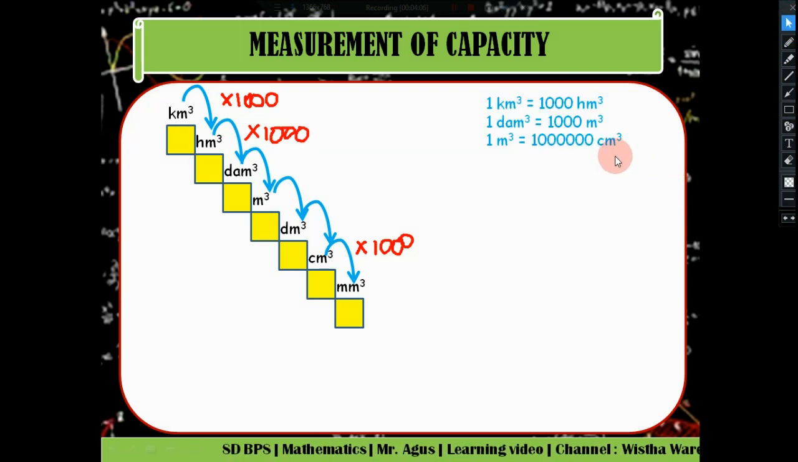And then if you want to convert from 1 cubic of meter into cubic of centimeter, you have to move down 2 steps from cubic of meter into cubic of centimeter. So that you have to multiply by 1000 and 1000. So 1 cubic of meter equal to 1 million cubic of centimeter.